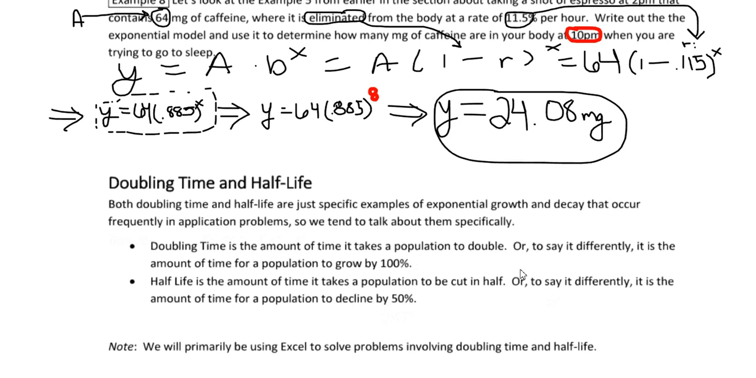Then what we're going to start to get into in the next video, using some Excel again, are two concepts, doubling time and half-life, which are kind of intuitive concepts. Doubling time is the amount of time it takes something to double, a population or whatever it is that we're looking at. The amount of time to multiply by 2 is the same thing as growing by 100%, just another way to phrase that. Half-life is the amount of time it takes the population to be cut in half, so you could also say that it's declining by 50%. We're going to primarily use Excel to solve those, if not entirely Excel. So that's what we're going to take a look at in the next video.